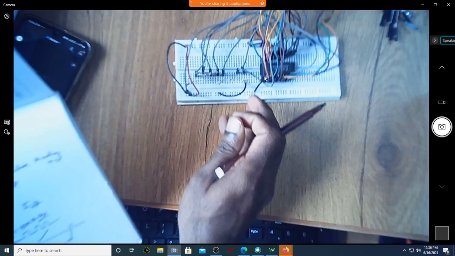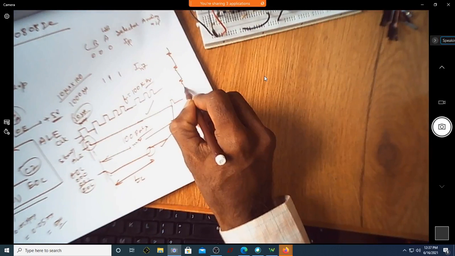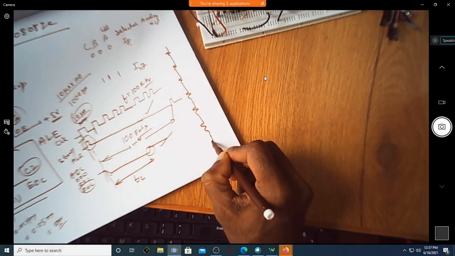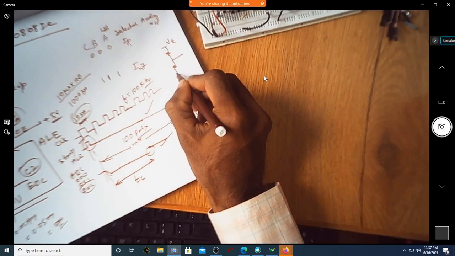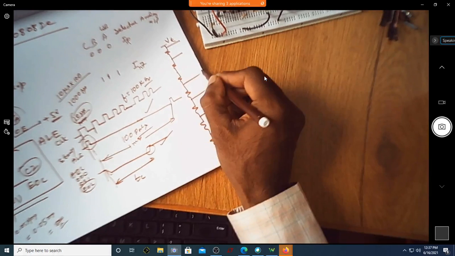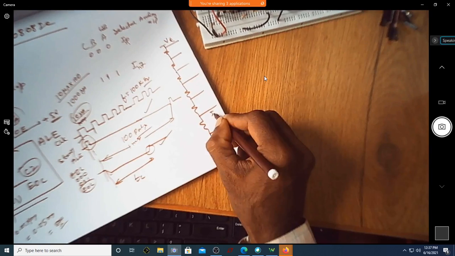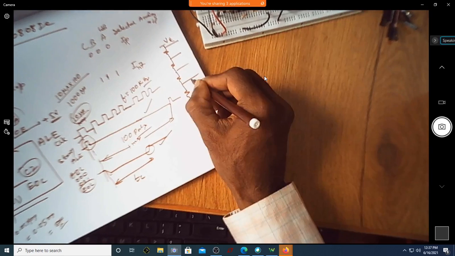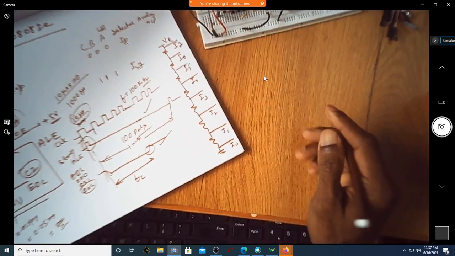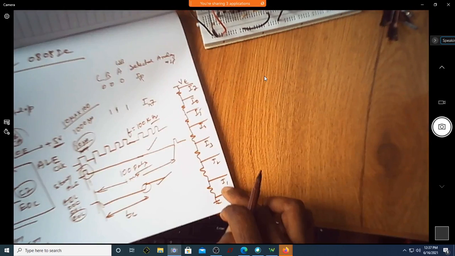So can you see, this is 1, 2, 3, 4, 5, 6, 7. This is ground, this is VCC, this is 1. Of course, I have one voltage here, other one here. You can see this is I0, I1, I2, I3, I4, I5, I6, I7. All these inputs are connected to IN0 to IN7.